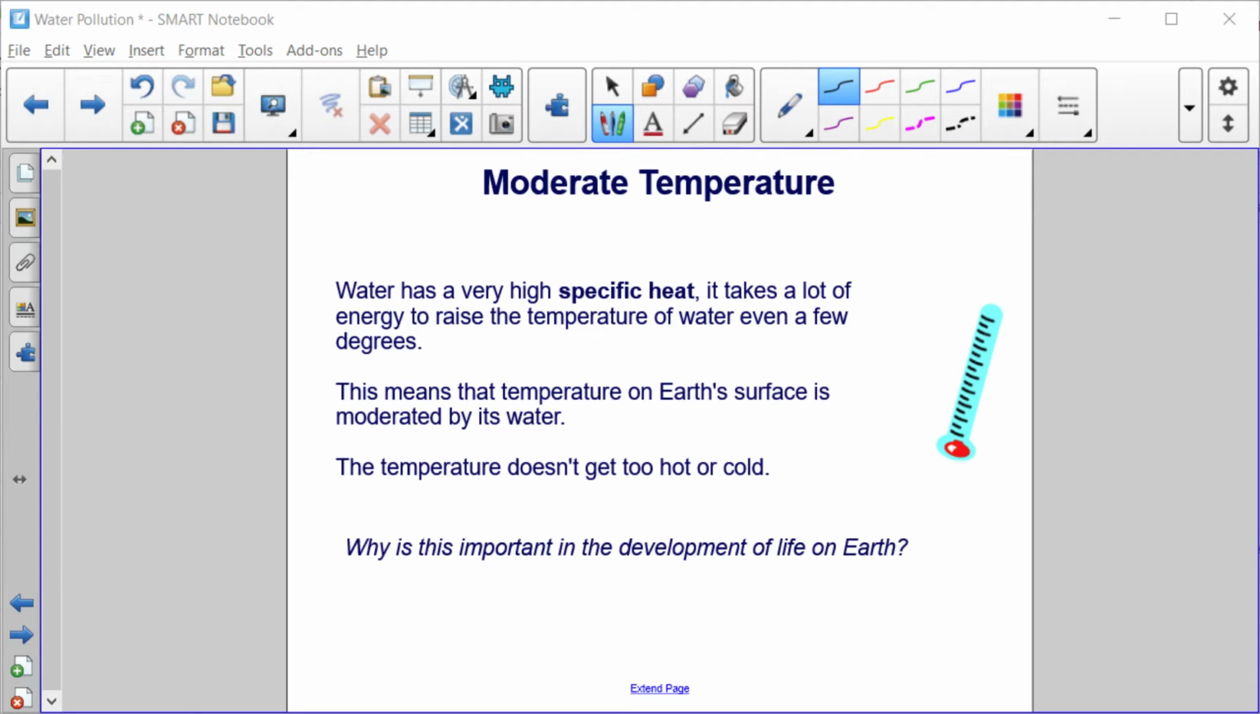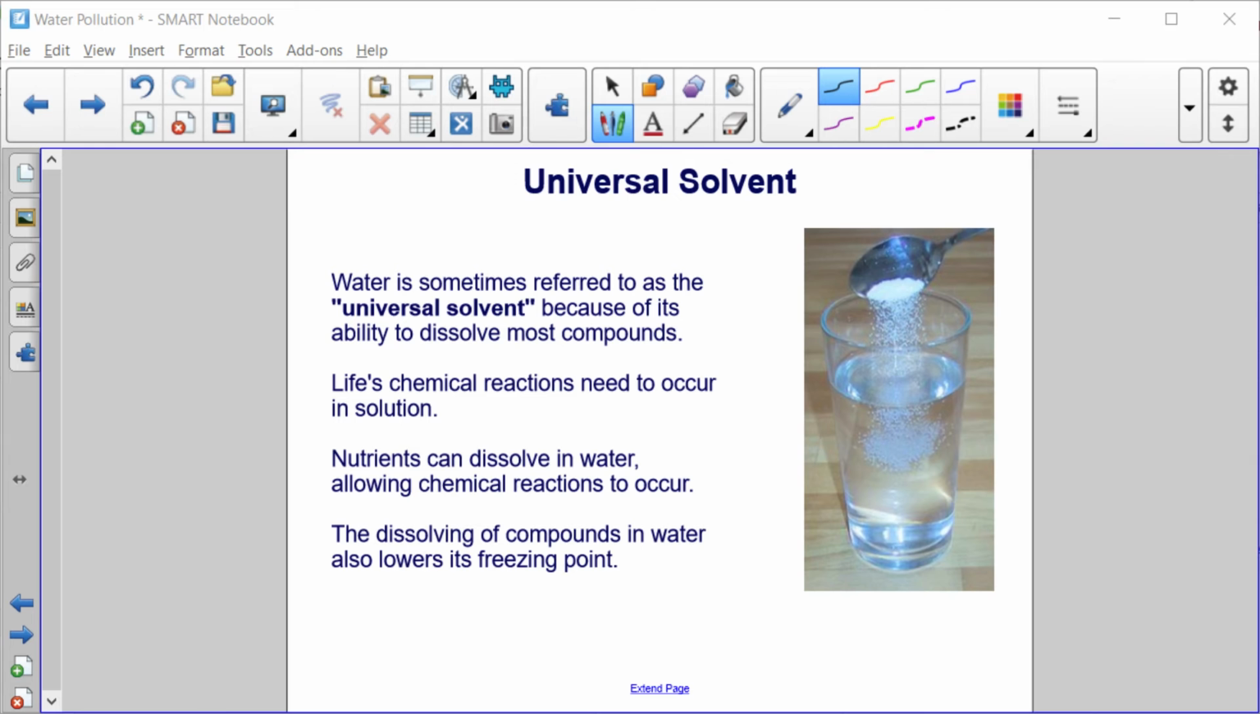This means that temperature on Earth's surface is moderated by its water. The temperature doesn't get too hot or too cold. Why is this important to the development of life on Earth? You can either talk about that amongst your group or on your own before you move on to the next property. Water is also known as a universal solvent because of its ability to dissolve most compounds.